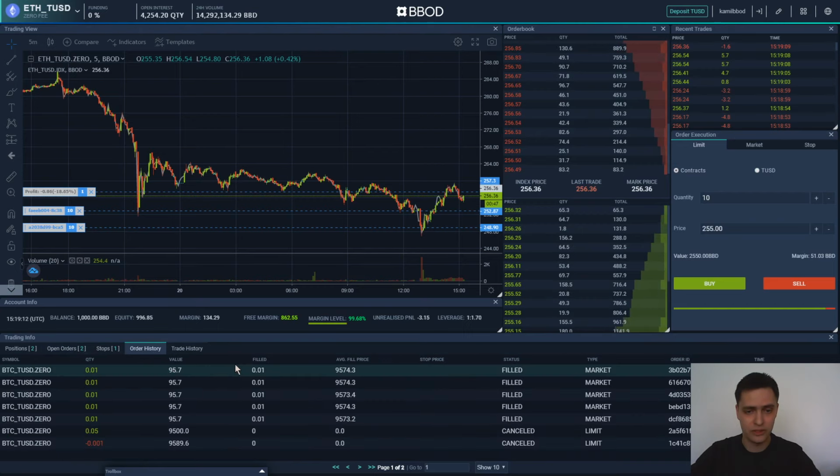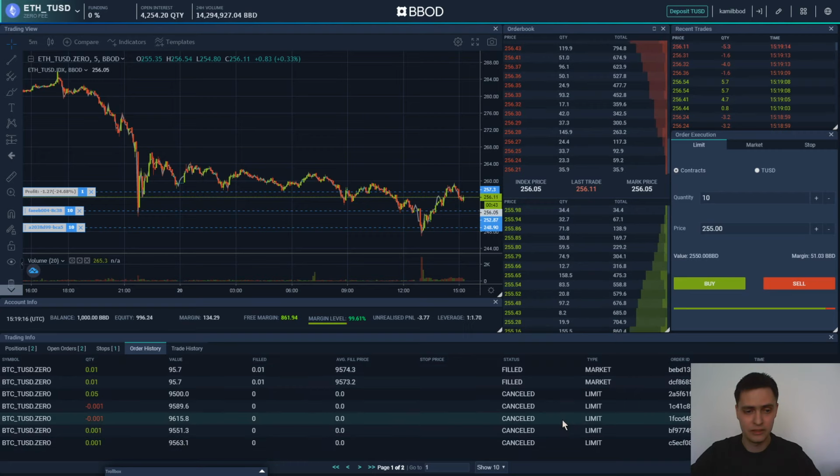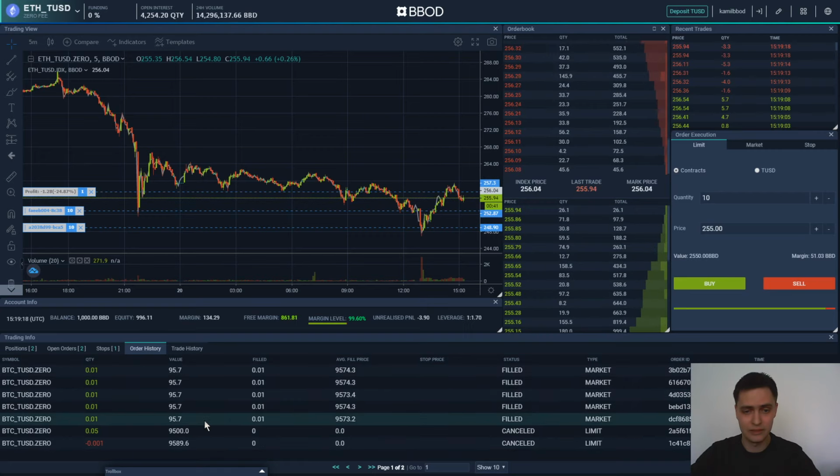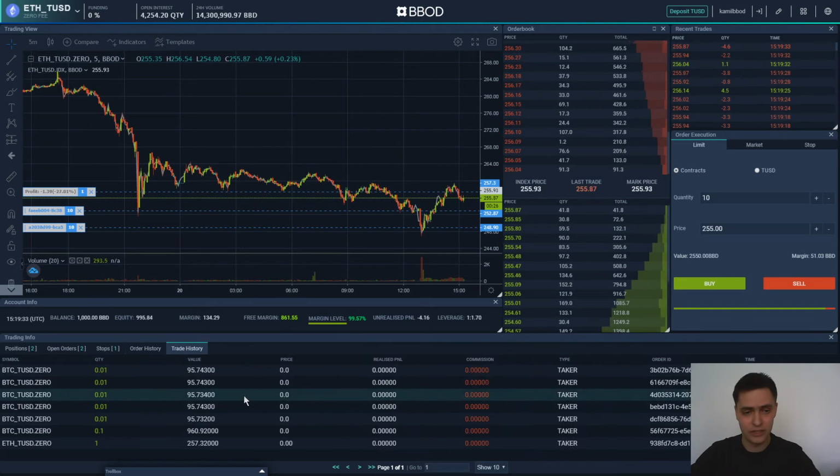So order history, when you have all the order history in here, as you can see, you can analyze your trading, you can analyze all the actions you took, and you have also type market, limit, filled, cancelled, so everything you need is in here. In trade history, you can also see particular fields for each of your orders.